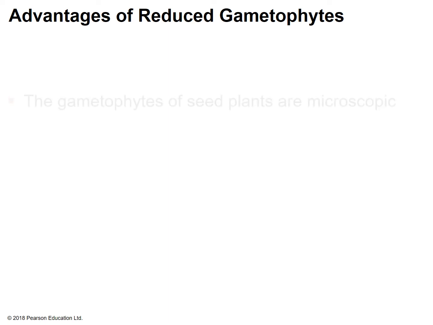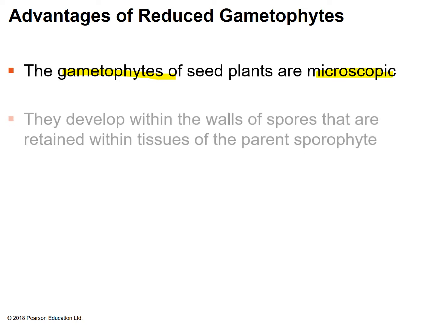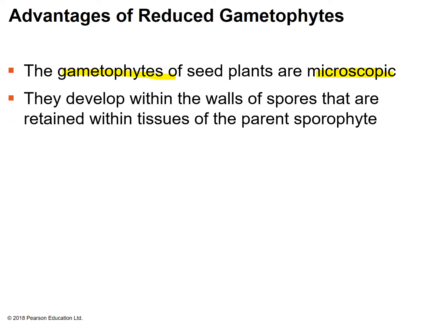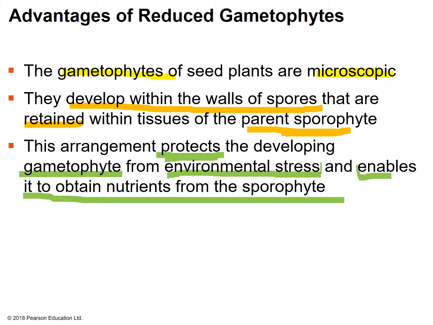So, to summarize, the gametophytes of seed plants are microscopic. They develop within the walls of spores that are retained within tissues of the parent sporophyte. This arrangement protects the developing gametophyte from environmental stress and enables it to obtain nutrients from the sporophyte.